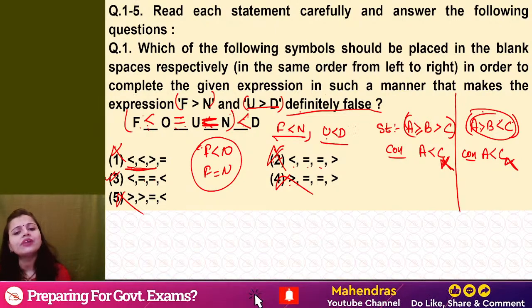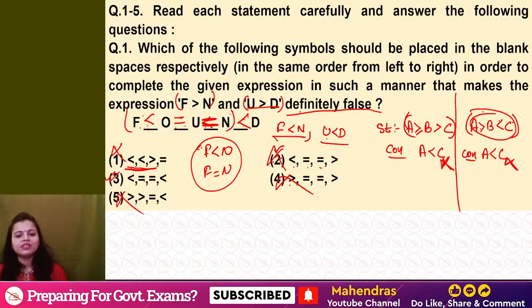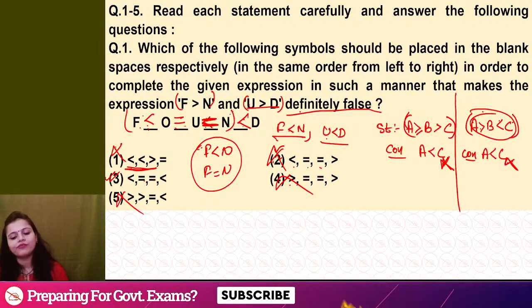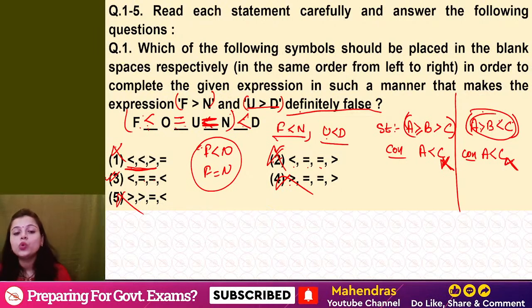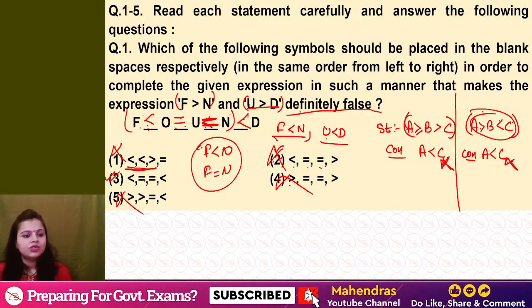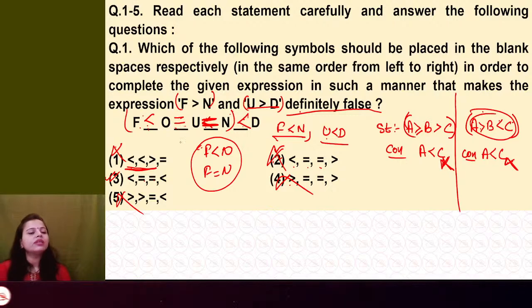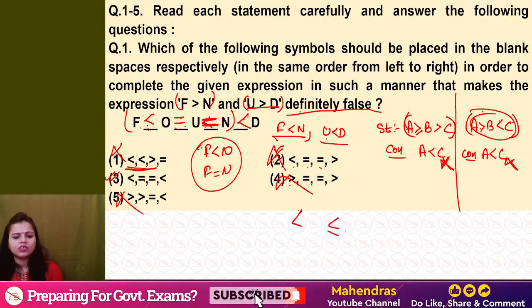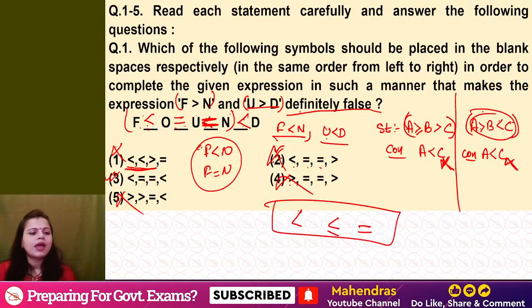Just see. Definitely false means you have to prove the opposite sign in the conclusion. If they are saying f greater than n, definitely false, that means you have to prove f either less than or equal to n. If u greater than d, definitely false, then you have to prove either u less than or equal to d. So from the options, the third one is right, because between f and n, and between u and d, we need the less family sign. Less family means less than, less than or equal, or equal. These three signs. And only in option number 3 are we getting all the signs from the less family. So that's why your answer will be option number 3.